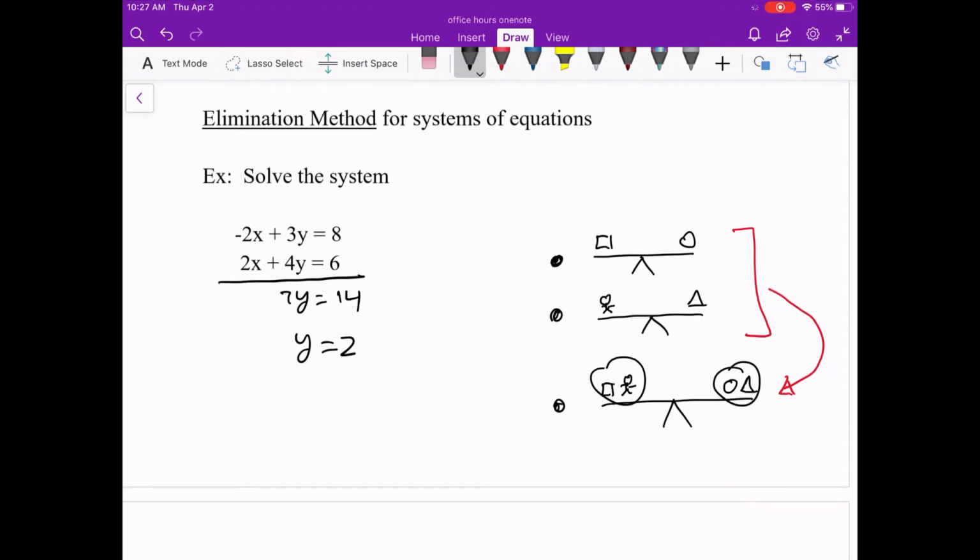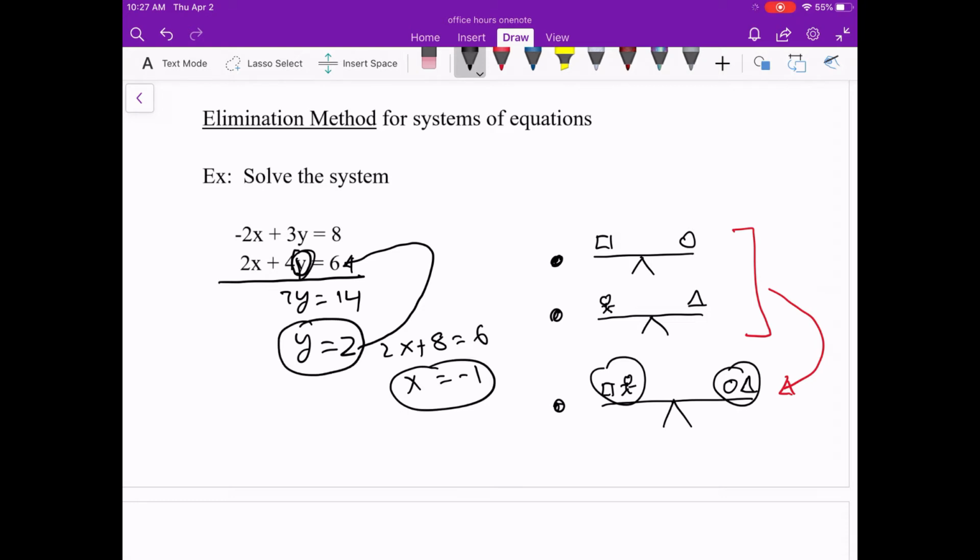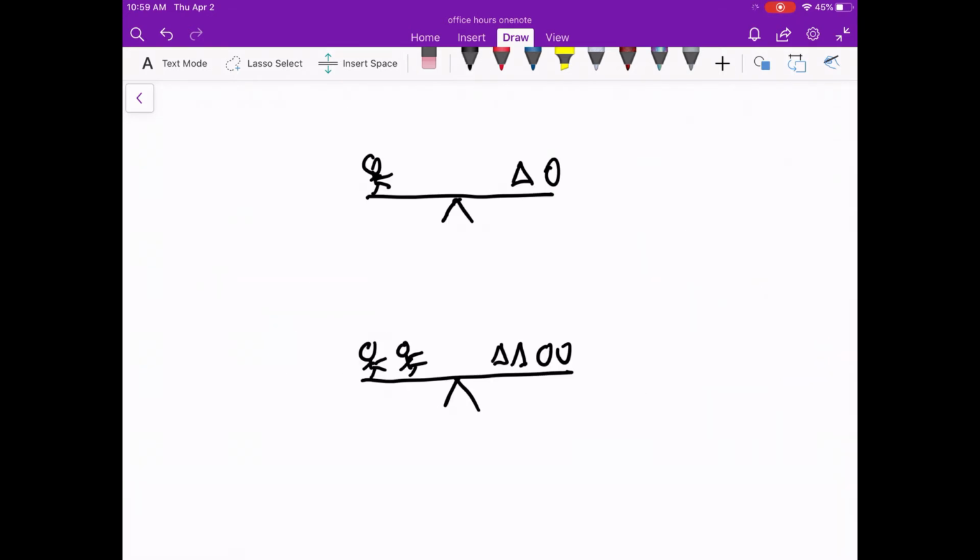Now that we have the y value, we can go back to one of the original equations. Pick the one that looks like it's the easiest to work with, and we'll plug a 2 in for y now. So we'd have 2x plus 4 times 2 is 8 equals 6. And again, the 8 came from, we know y is 2, so 4 times 2 is 8. With a little bit of work, we can solve this, and we'll get x equals negative 1, and that is the solution to our system.